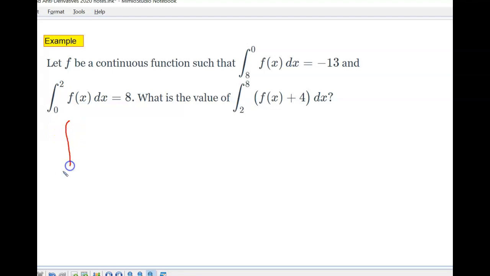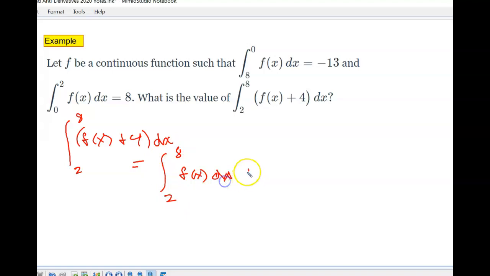So let's start with the integral from 2 to 8 of f of x plus 4. The first thing I'm going to do is break this up. So this is really the integral from 2 to 8 of f of x dx plus the integral from 2 to 8 of 4 dx. To figure out the integral from 2 to 8, I'm going to use the given values that I have up here, but I have to switch these around a little bit.